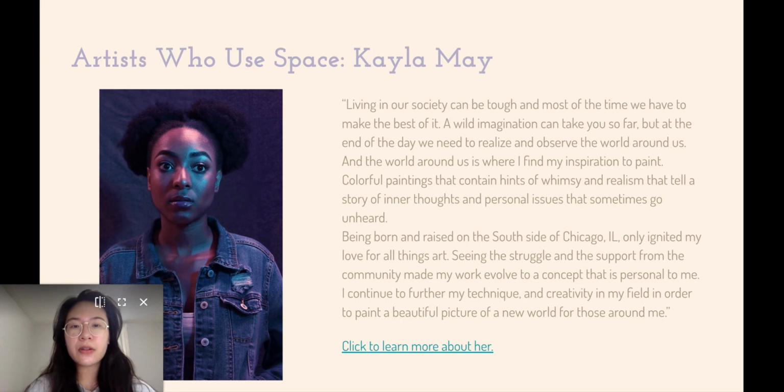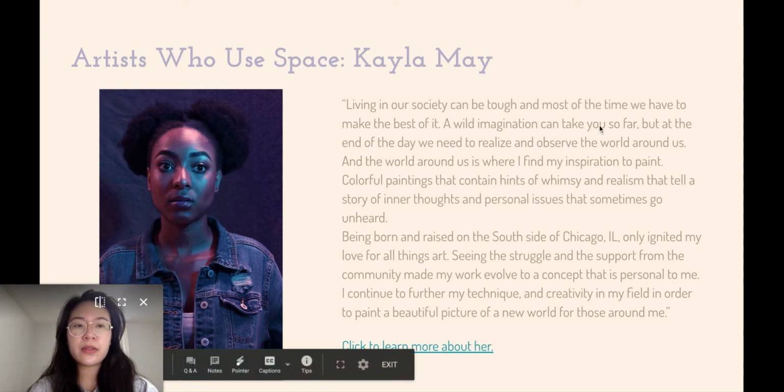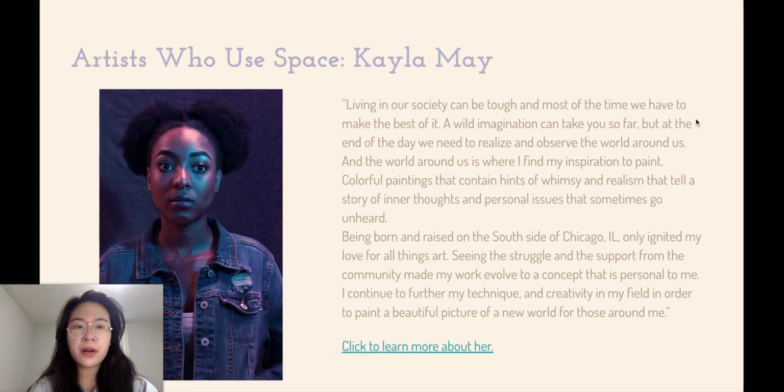Living in our society can be tough, and most of the time we have to make the best of it. A wild imagination can take you so far, but at the end of the day, we need to realize and observe the world around us. And the world around us is where I find my inspiration to paint. Colorful paintings that contain hints of whimsy and realism, that tell a story of inner thoughts and personal issues that sometimes go unheard.